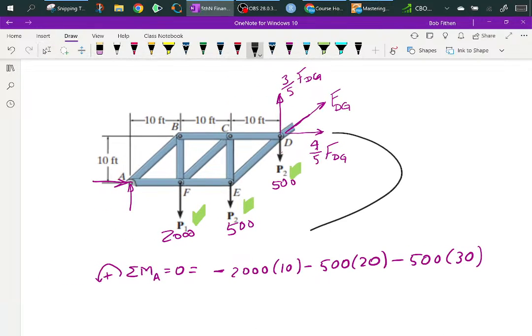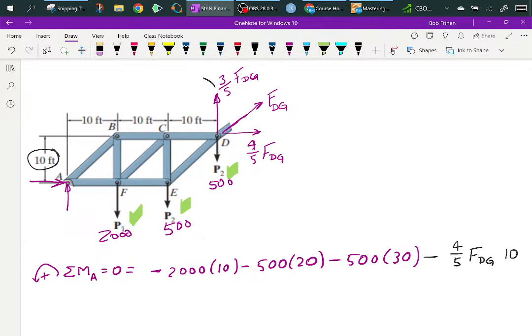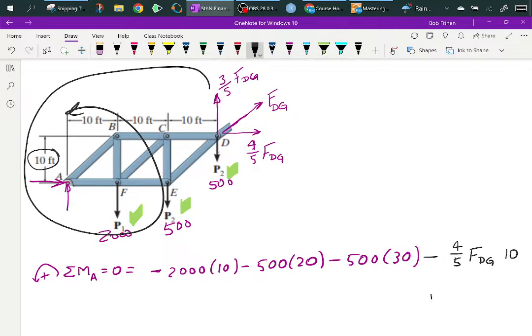So I'm going to take care of those two. This one is going this way, which is the same as the other, which is minus, okay, wait a minute, 4/5. If I make a mistake, hit me up on it, because there's the 10 foot, sorry. And then this thing here going that way, so that's the only plus that I have, 3/5 FDG.